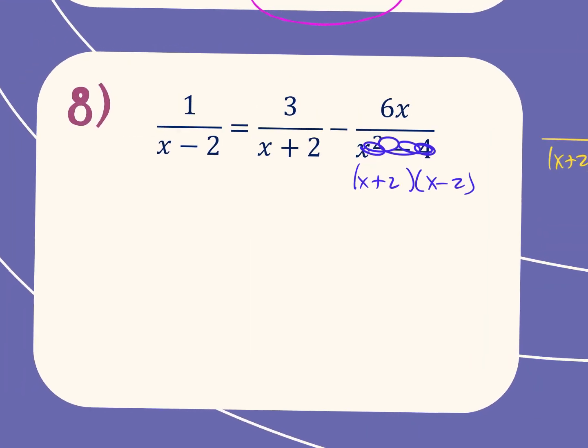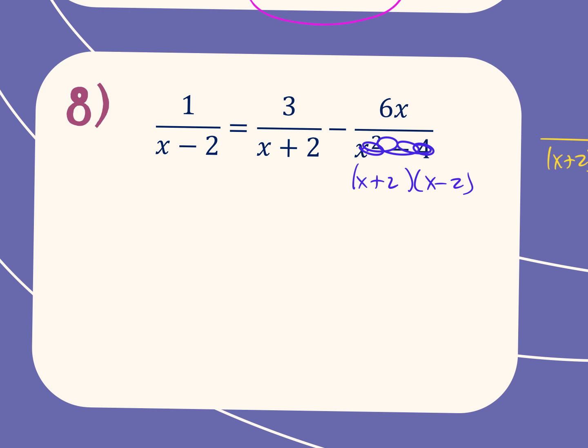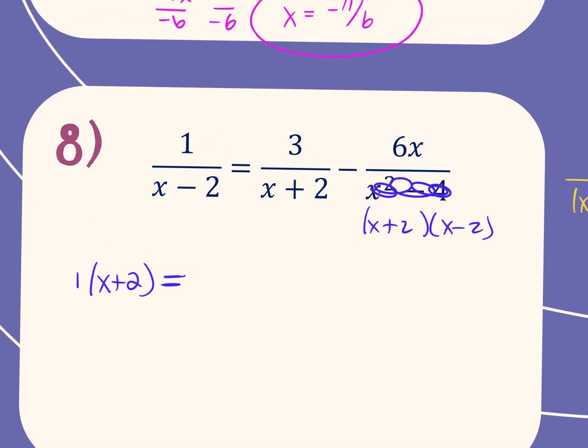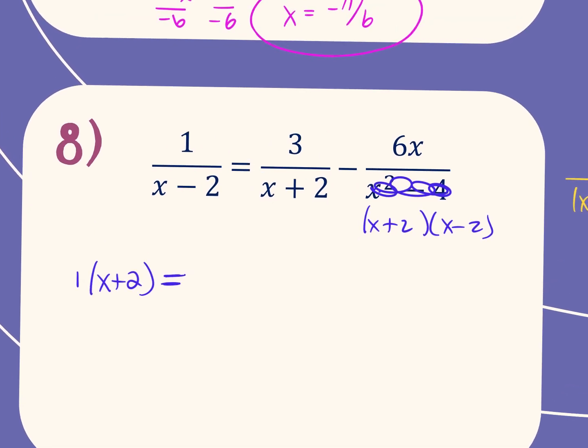So I'm going to look at each fraction independently. My first fraction, 1 over x minus 2. It has the x minus 2. What is it missing? X plus 2. Good. Notice this is written backwards, so now you have your equal sign. My second fraction has the x plus 2. If it has the x plus 2, what's it missing? The x minus 2, okay.